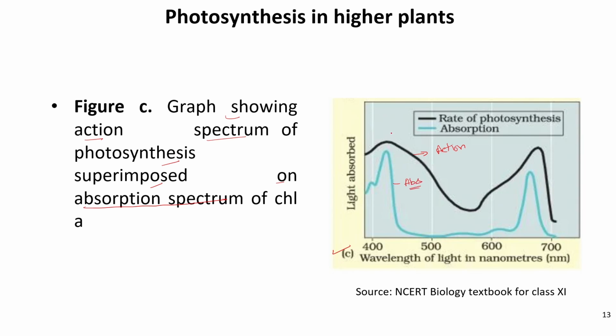Okay. Here you can see again they are superimposed at around 400 nanometer. You can say maximum absorption of the light and maximum oxygen evolution. And again here this also overlaps, around 700 nanometer. Maximum of oxygen evolution and maximum absorption here. Wherever there is maximum absorption, there will be maximum oxygen evolution.